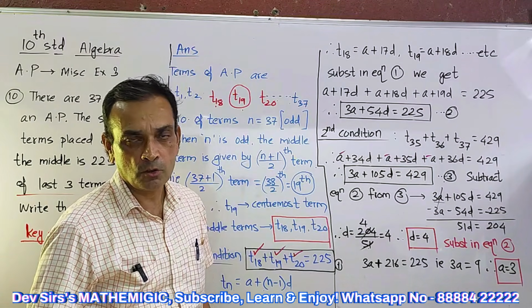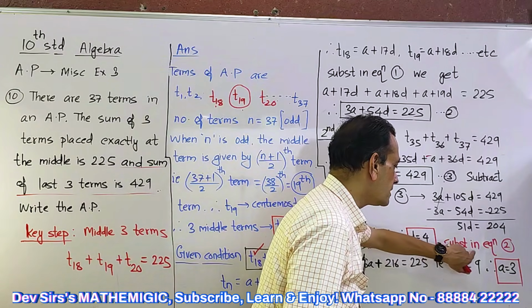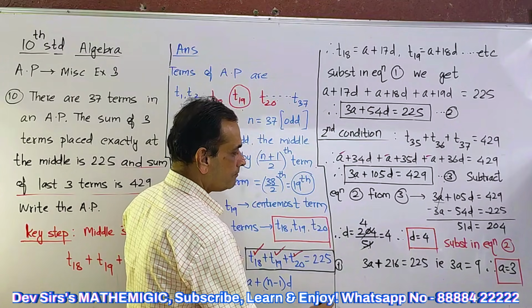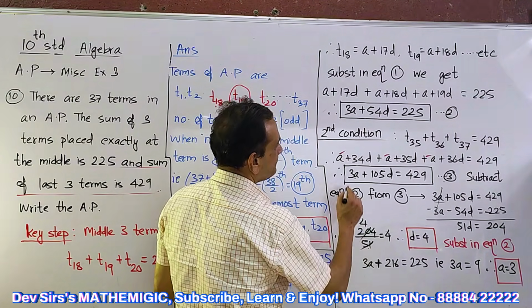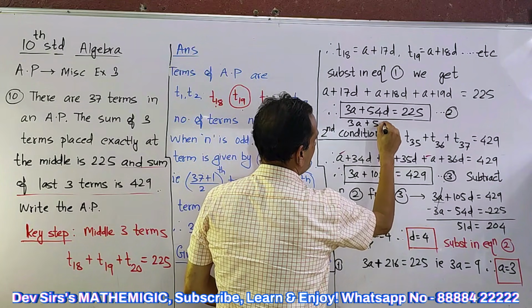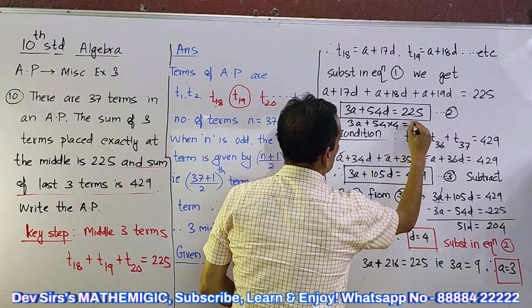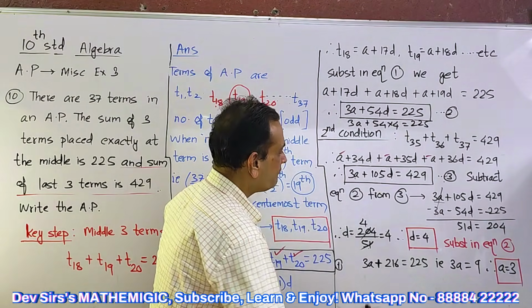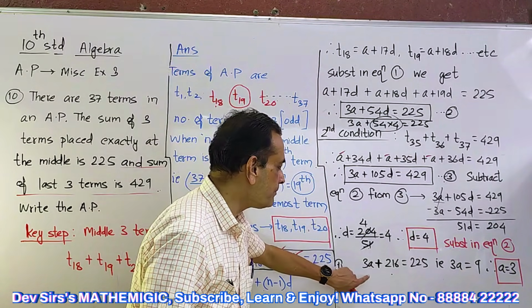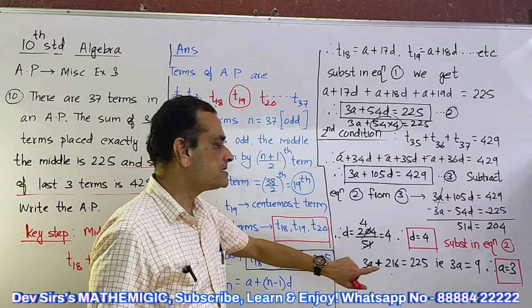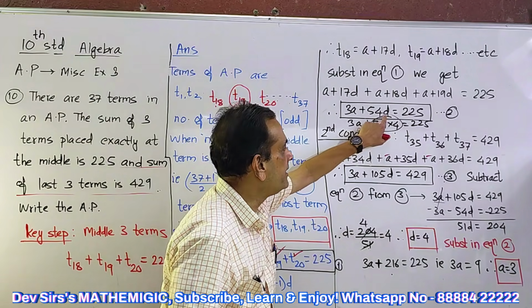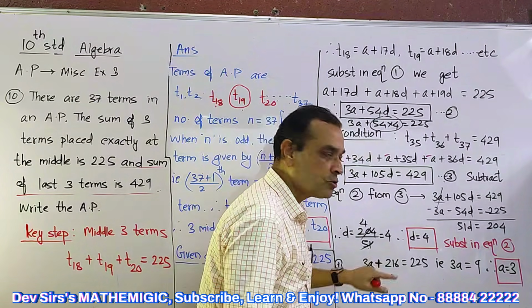अभी A मिलेगा ना अपने को. So let us substitute the value of D in equation 2. Substitute over here. 3A, देखो यहाँ पे ऐसा आता है. 3A plus 54 into 4 equal to 225. Now 54 into 4 is 216. So 3A plus 216 is equal to 225. D has gone here because D को यहाँ पे substitute 4 किया करने के बाद 216 आया.